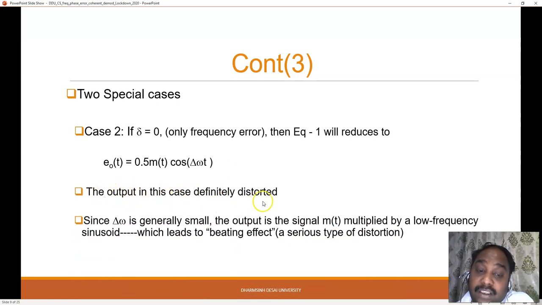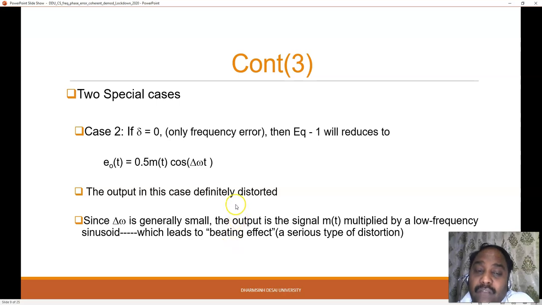So the output in this case is definitely distorted, and if this is very small, the output signal is multiplied by two low frequency sinusoids, which will result in an effect known as the beating effect, which is a very serious type of distortion. The spectrum of this I will show you later on, so it will be more clear to all of you.